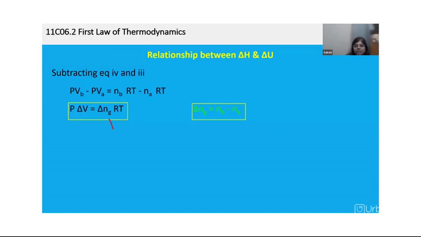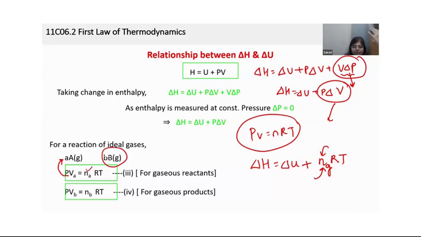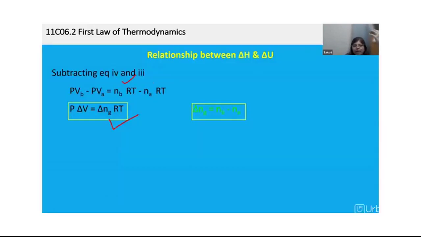So basically, see, this is what I was telling you. If you subtract PVB minus PVA, we always subtract products minus the reactants. That is, nBRT minus nART. So you would get the difference between the two moles, that is nB minus nA, that is delta Ng RT, right?